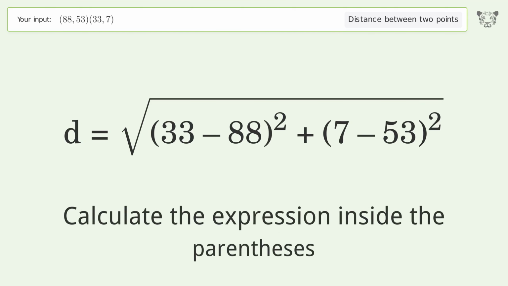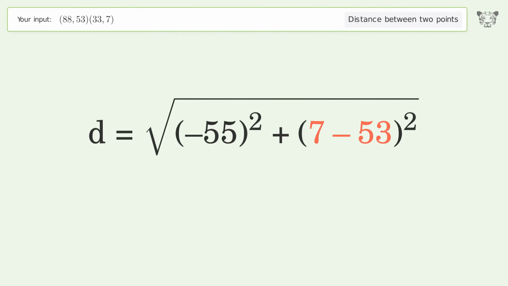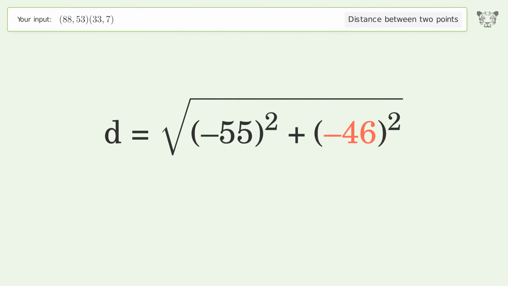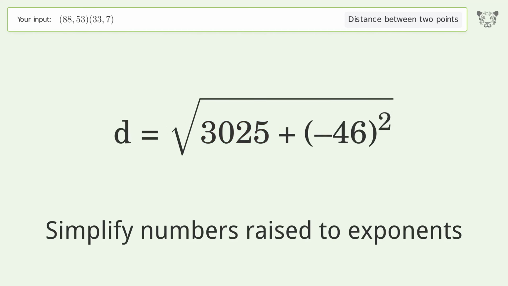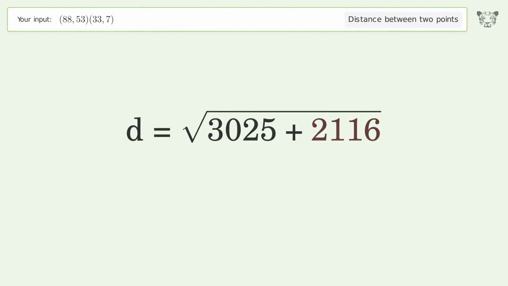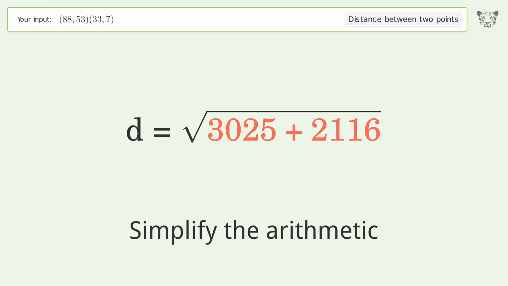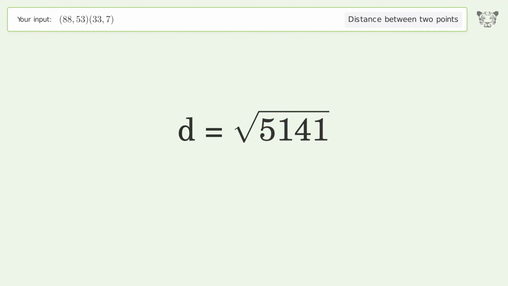Calculate the expression inside the parentheses. Simplify numbers raised to exponents. Simplify the arithmetic. And so the distance between the 2 points is the square root of 5,141, or 71.701.